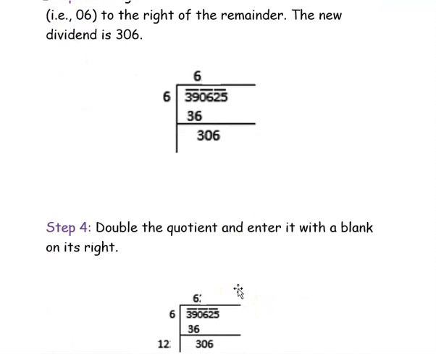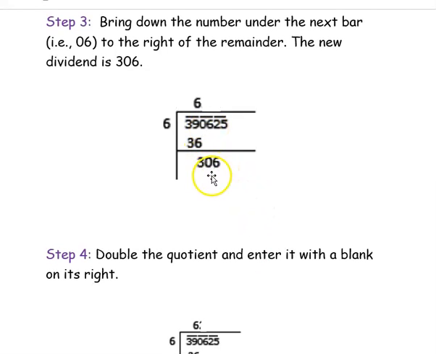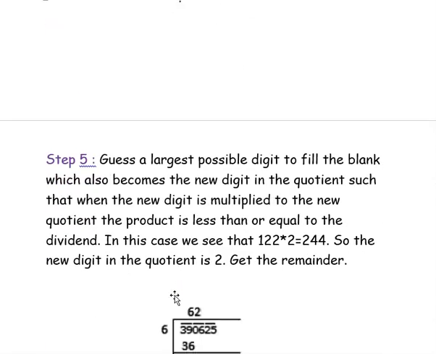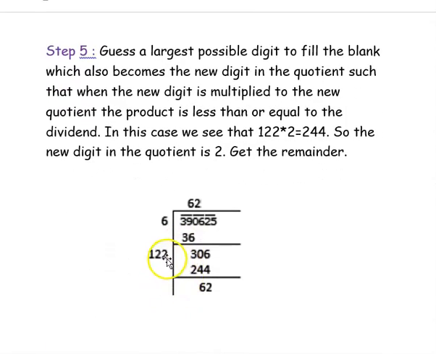In the next step, I have brought down the next number under the bar here, so the new dividend will become 306. In the fourth step, I have doubled this quotient and written it here. So 6 doubled, I got 12. In the next step, I want to find a number which fits the blank here. So now I have found it out. The same number will become a quotient here. You have to multiply that new number with the quotient to find the number here. So I have got 122 into 2 as 244, which is less than 306. Then I have subtracted 306 minus 244. I got the remainder as 62 and the new quotient here is 2.